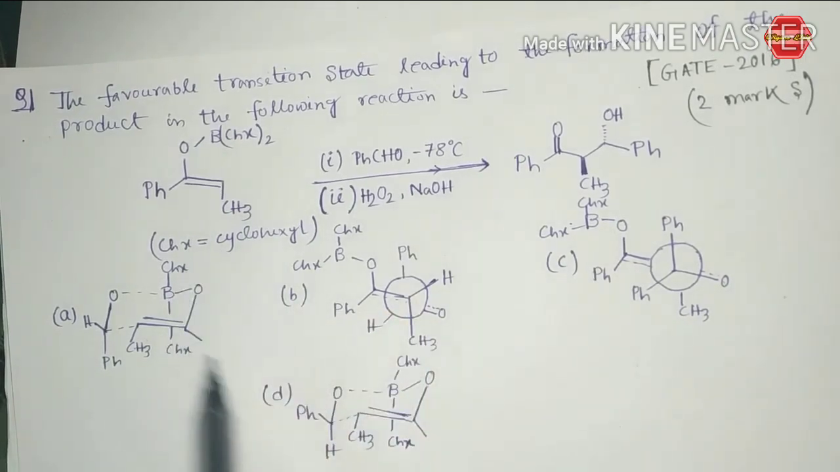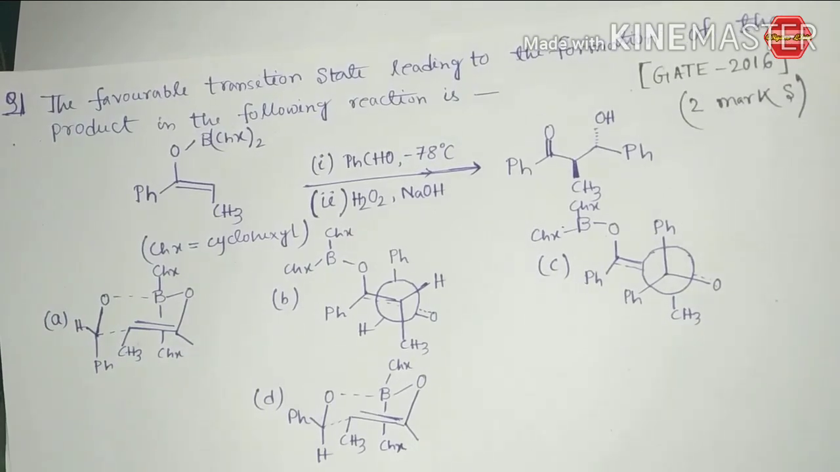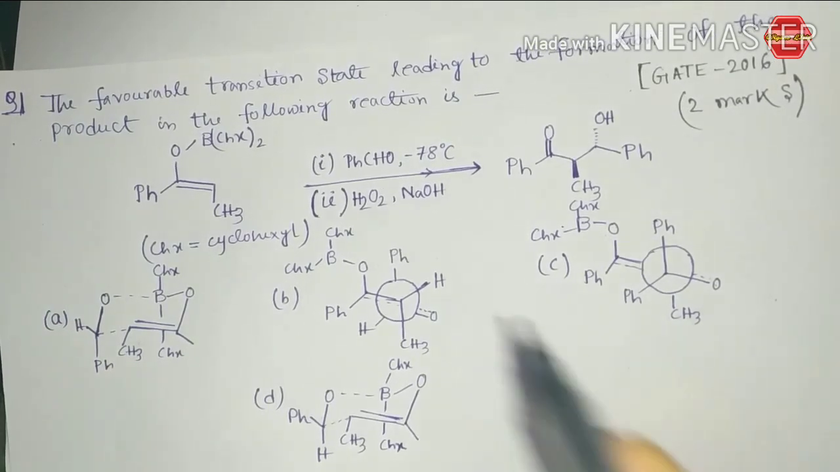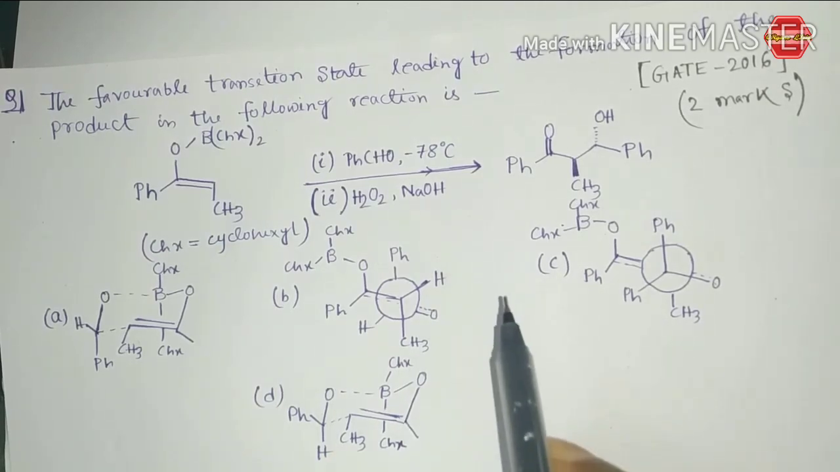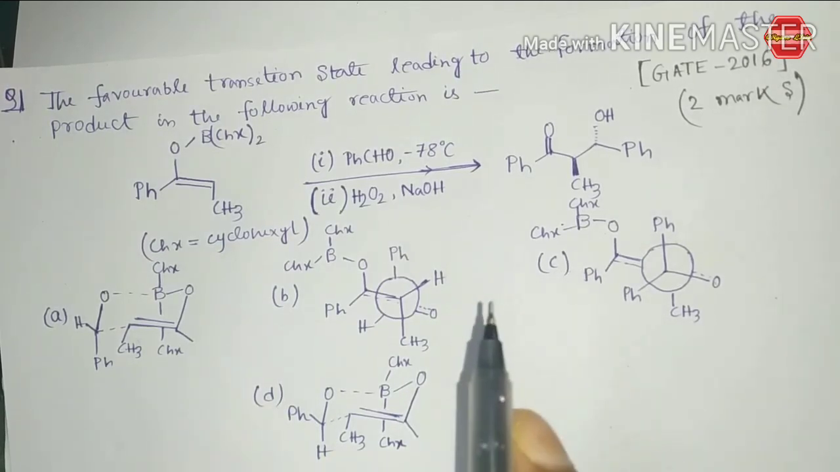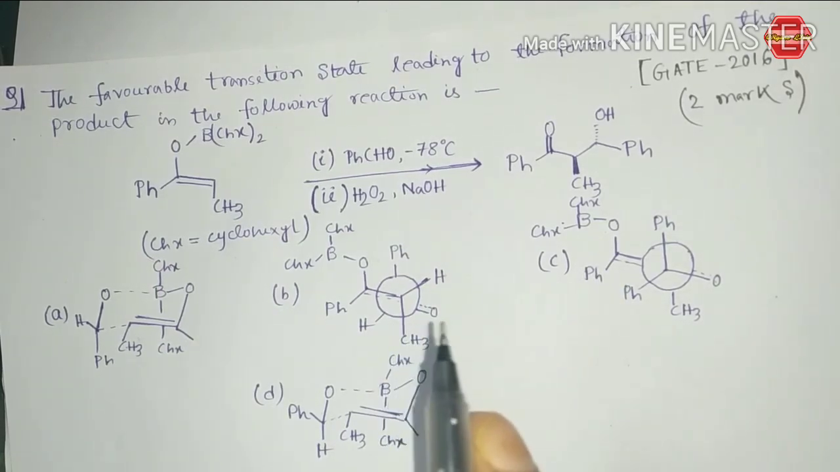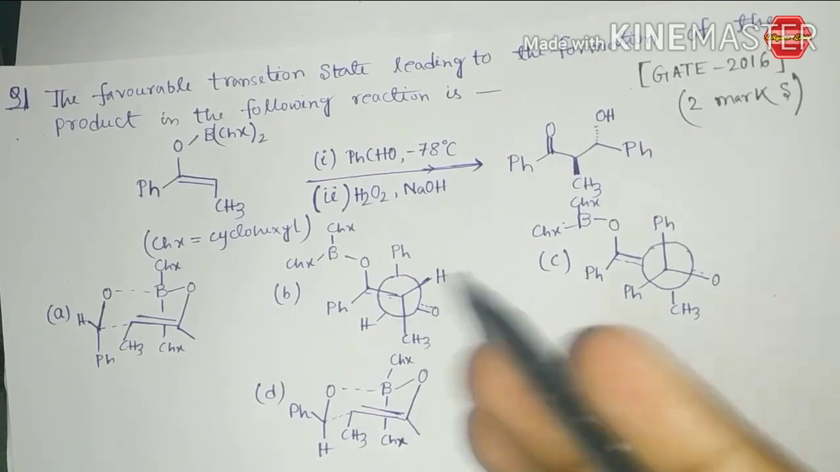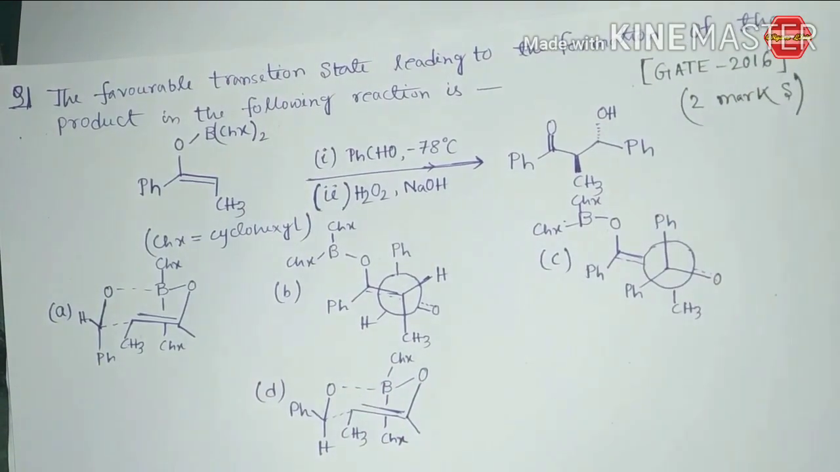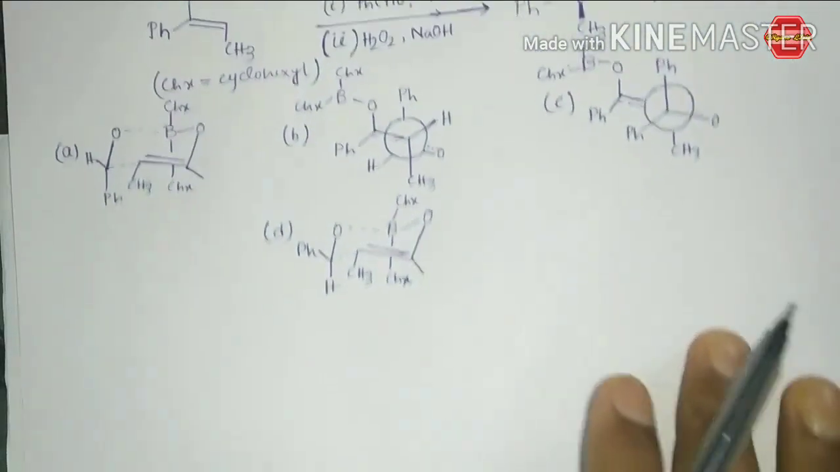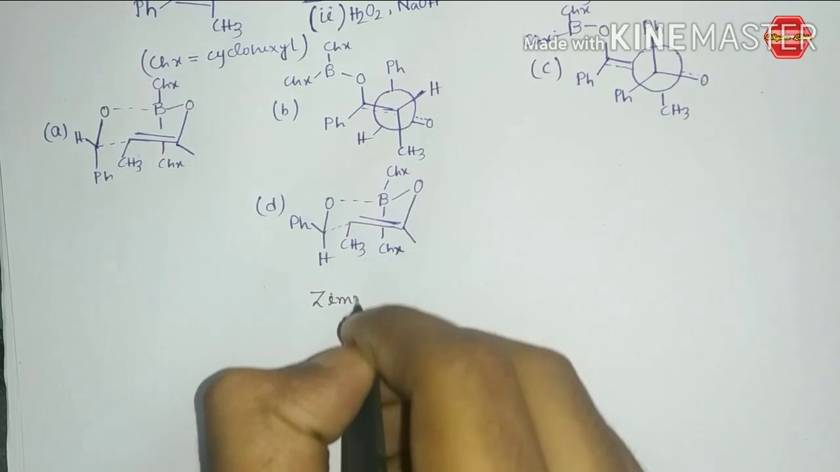So you have to find the probable or favorable transition state. According to the question, you have to find the favorable transition state, so you have to know this model, the Zimmermann-Traxler model. If you know this model, then you can easily answer it. You can easily get 2 marks in GATE 2016. Okay, so let's start. You have to know the Zimmermann-Traxler model.